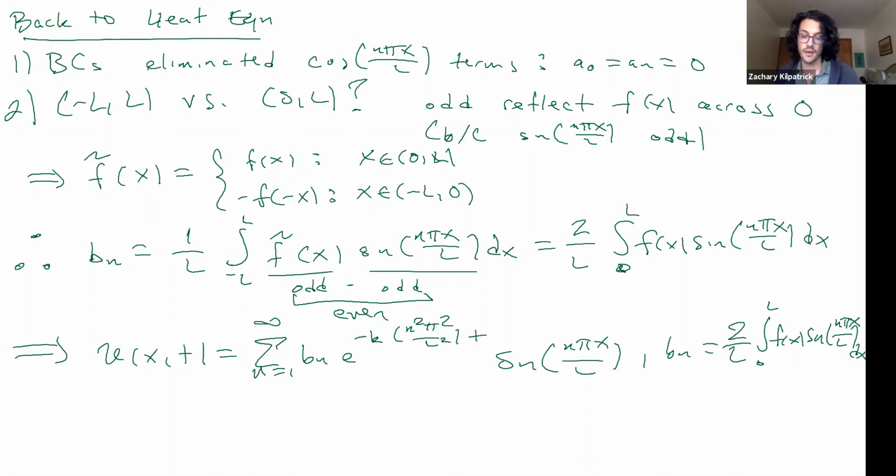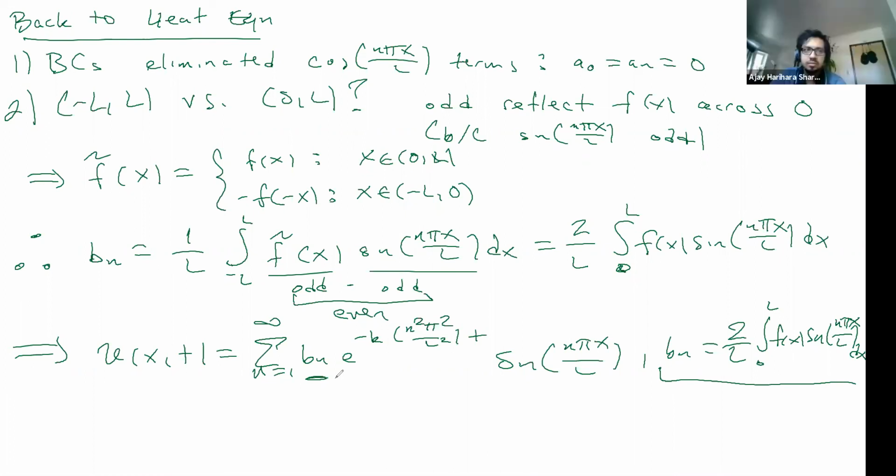Okay. So what did we learn from that process? We found that essentially we can take our initial condition and exploit the orthogonality of our eigenfunctions in order to extract these coefficients as essentially integrals against our basis functions.